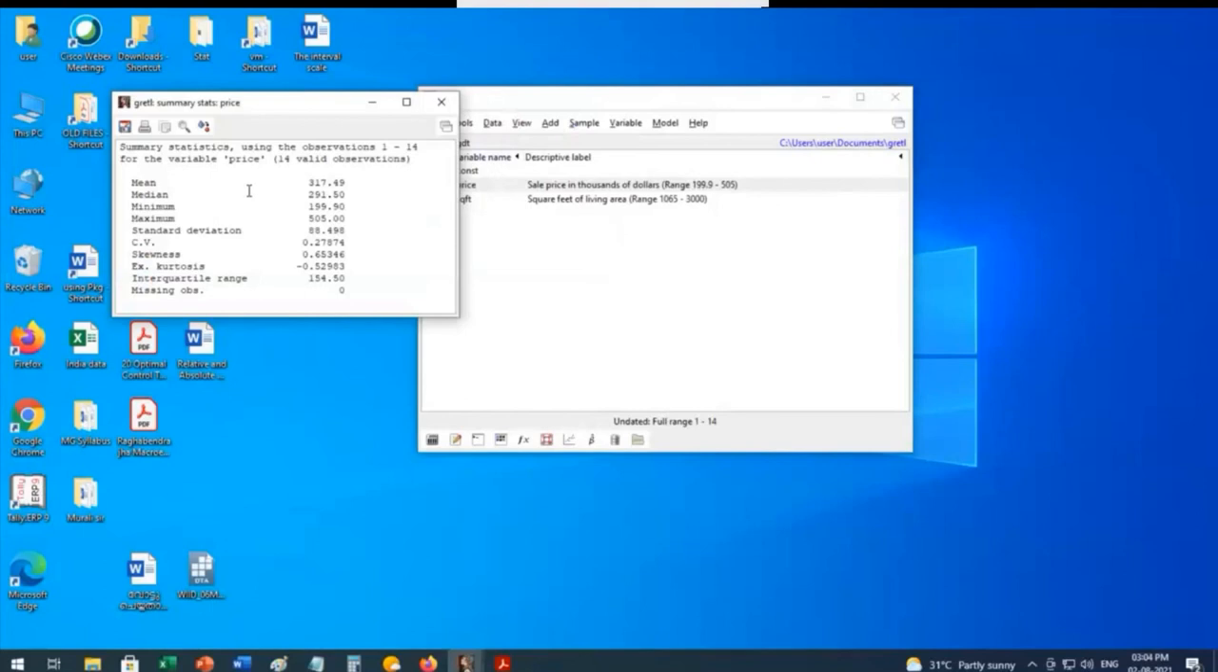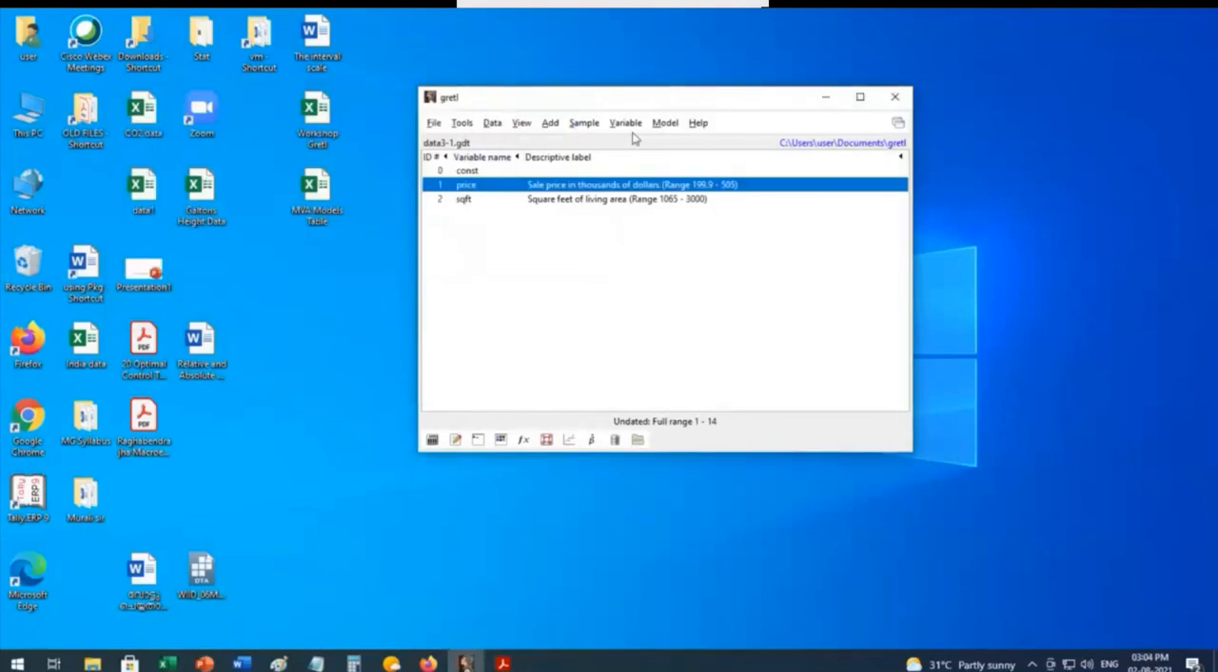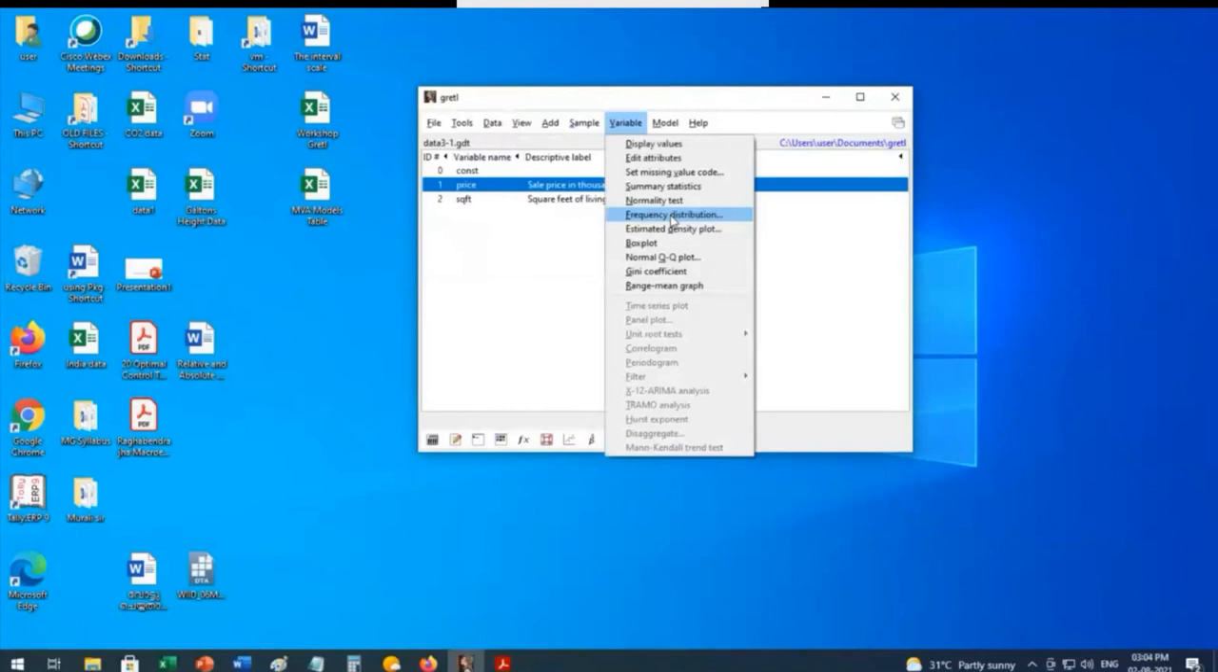Now see, those who are familiar with SPSS and Stata will understand how difficult it is to have a frequency distribution of the quantitative variables. Stata will consider only nominal variables, categorical variables, for frequency distribution.